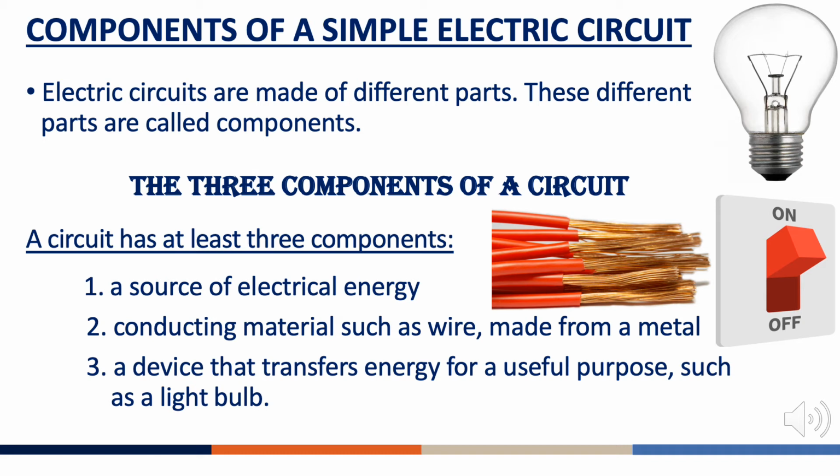Now the three components of a circuit are as follows: a source of electrical energy, meaning a battery or a cell. Number 2, a conducting material such as wire made from a metal. So we could use our copper wire. So we need those wires to close our circuit off to allow electricity to flow. And then we have a device that transfers energy for a useful purpose such as a light bulb. So this device then transfers the energy and it lights up our light bulb.